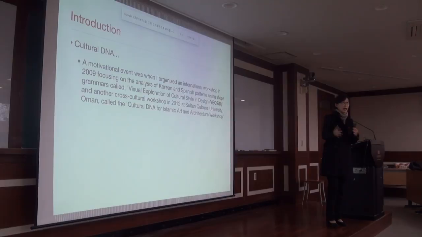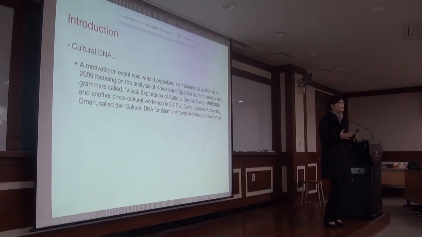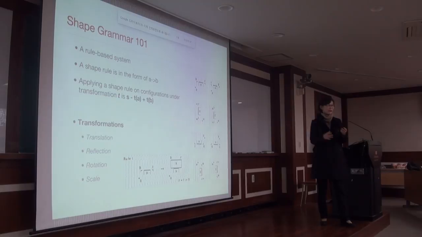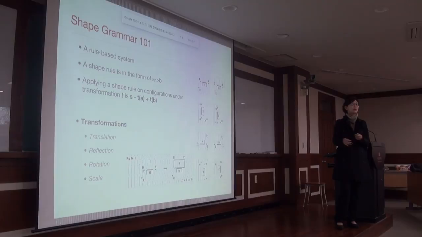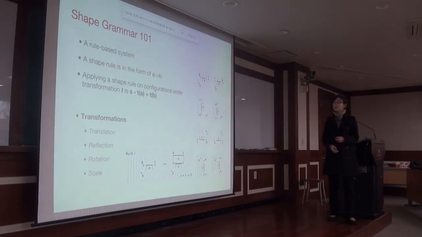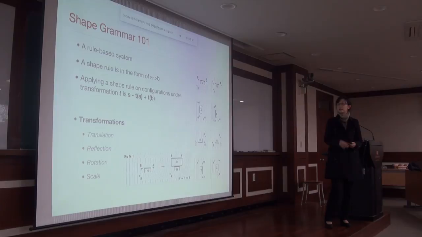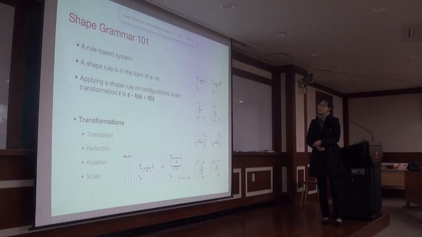From these workshops, I started to feel that I really want to go deep into this area. I don't need to say about 101, because a lot of people here already know it. But if I just say briefly, shape grammar, because both of these workshops were based on the shape grammar concept. Shape grammar is a kind of rule-based system, but both the left-hand side and the right-hand side are visual representations. Of course, this allows you to do transformations, which means translation, reflection, rotation, and scaling are allowed, right? So I briefly introduced the shape grammar.